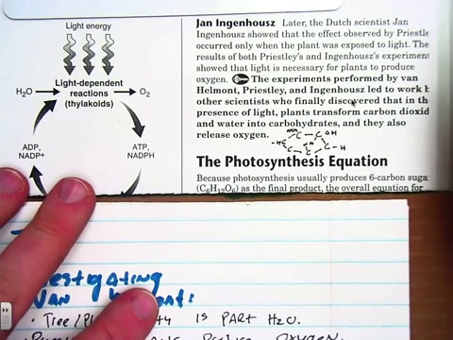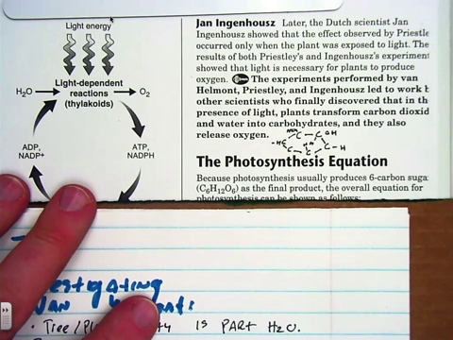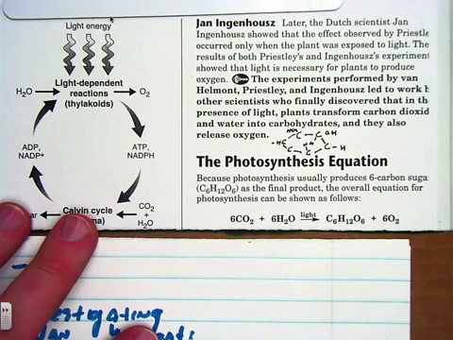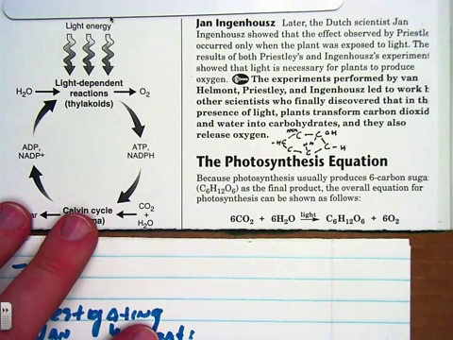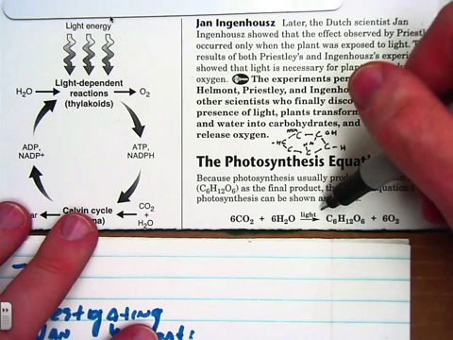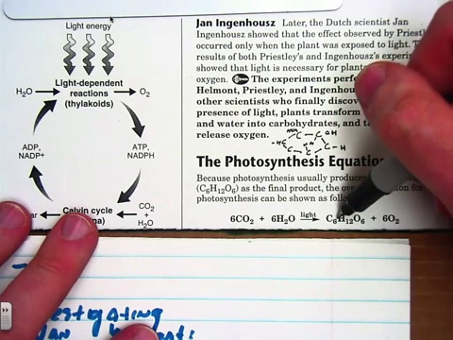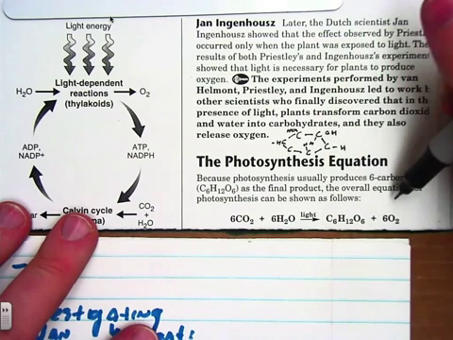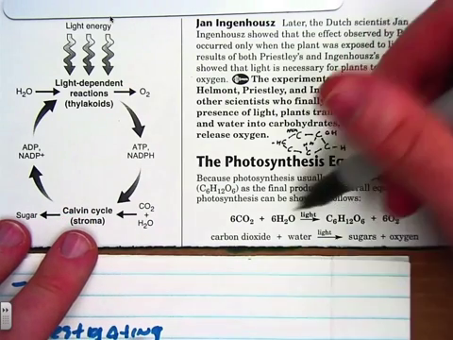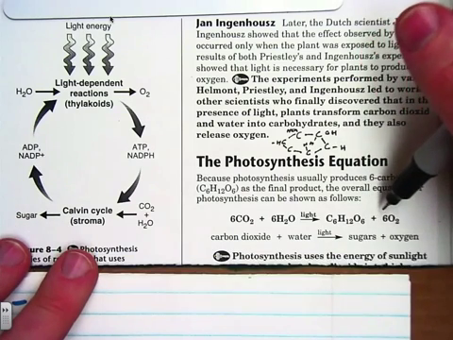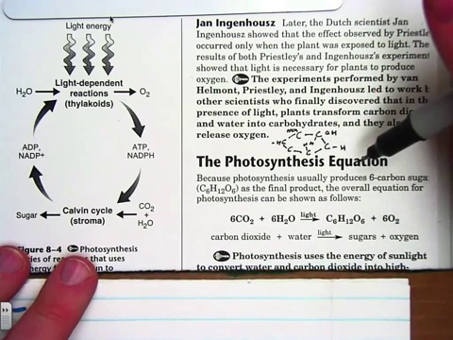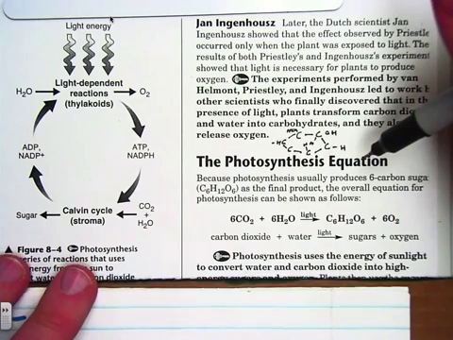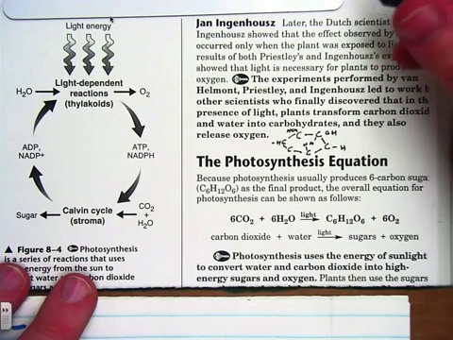As a final product, the overall equation for photosynthesis can be shown as follows. 6 carbon dioxide molecules plus 6 water molecules in the presence of light yields a sugar plus 6 O2. Carbon dioxide plus water equals sugars plus oxygen. Photosynthesis uses the energy of sunlight to convert water and carbon dioxide into high-energy sugars and oxygen. That's a key point.